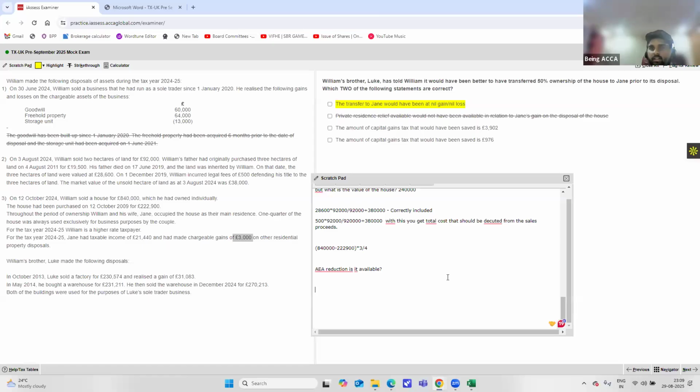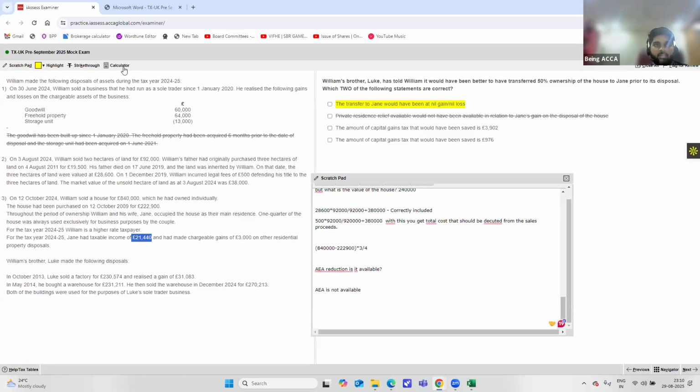So is some AEA available on that? Yes, no? AEA is not available. Because the AEA was used, the 3,000 on other residential properties. That means residential property will always be given the first priority when deducting annual exempt amounts. So always remember this point, because it is on other residential properties only that the AEA would have been used up. And now Jane had a taxable income of 21,440.